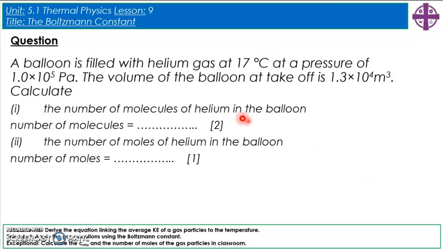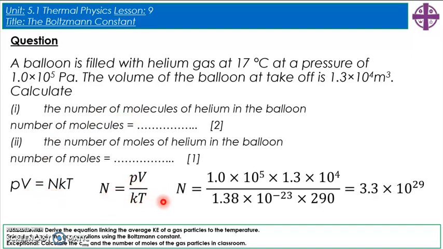A question to try this out is this one. Just pause the video and give it a go. Okay, so this is me working through it. We've got our new equation of state of an ideal gas. We want to work out the number of molecules, so we're going to rearrange it to get N equals PV over kT.